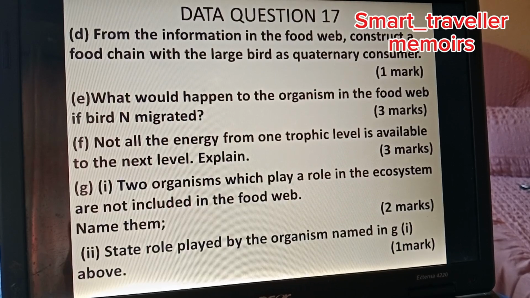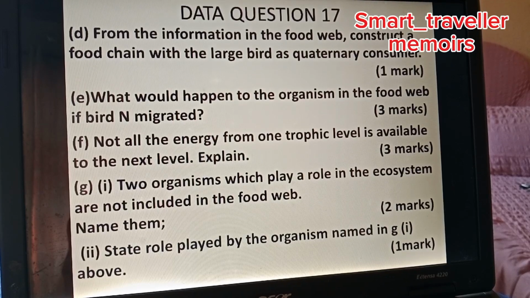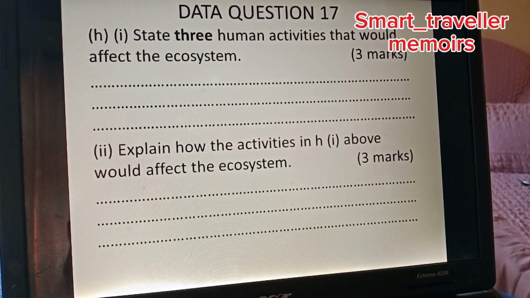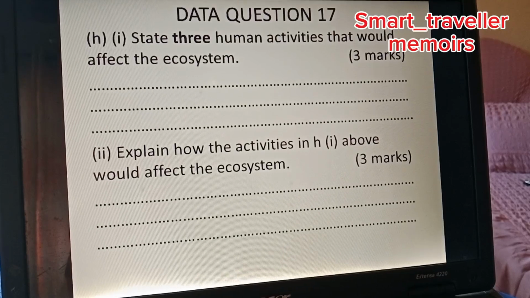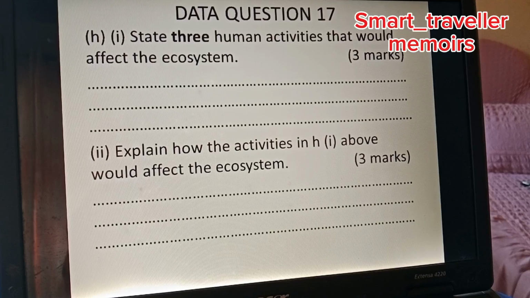F, not all the energy from one trophic level is available to the next level, explain. And then two organisms which play a role in the ecosystem are not included in the food web. Name them. State the role played by the organisms named in G1 above. H, state 3 human activities that would affect the ecosystem, and explain how the activities in H above would affect the ecosystem.